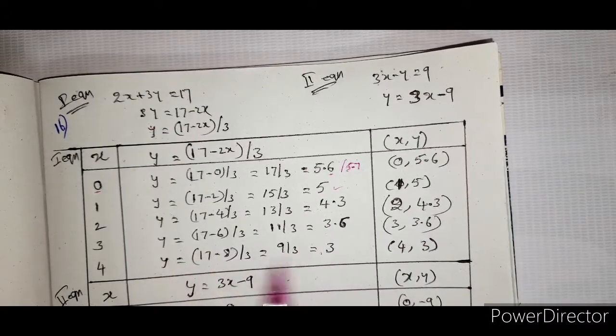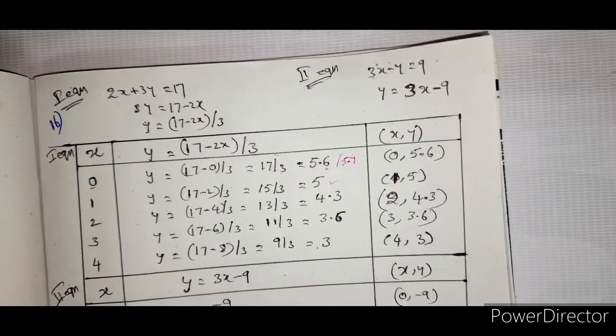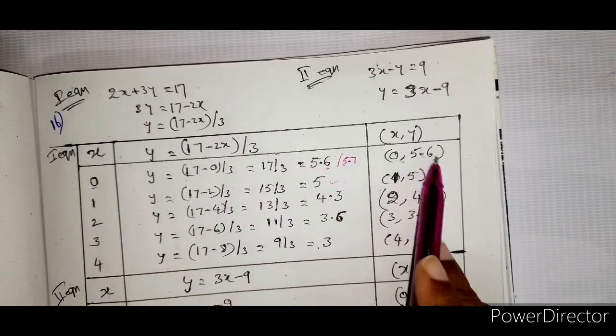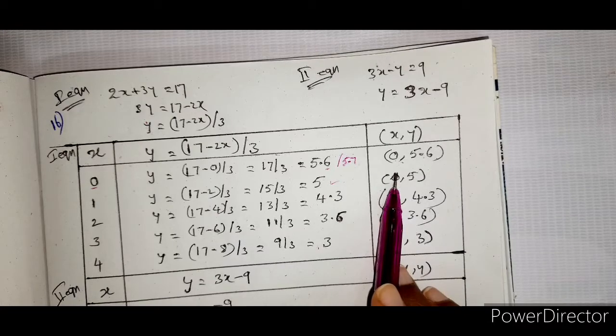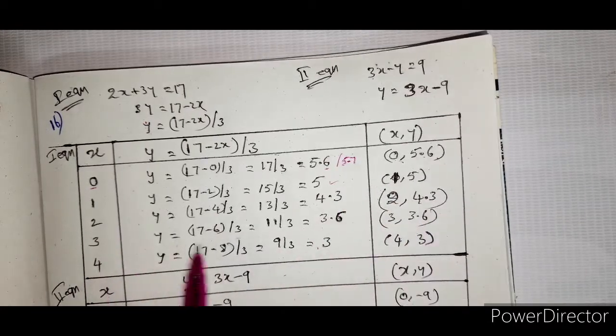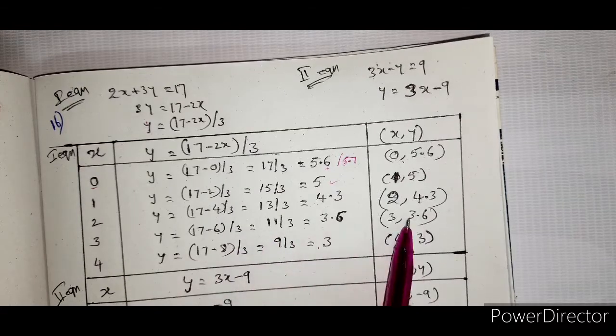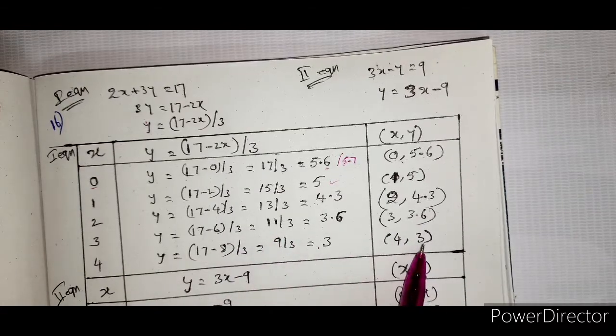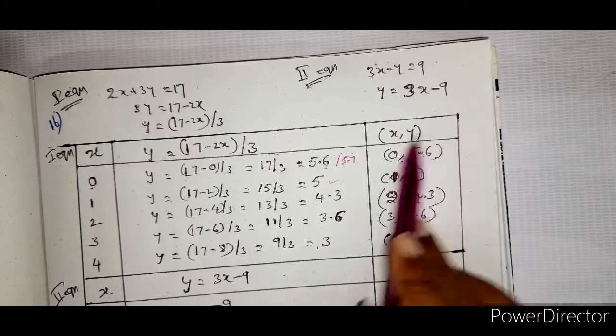Correspondingly you are getting these values. When x is equal to 0, y is 5.6; x is equal to 1, y is 5; x is equal to 2, we got y as 4.3; x is equal to 3, we got 3.6; x is equal to 4, it is 3. So we got the points like this.